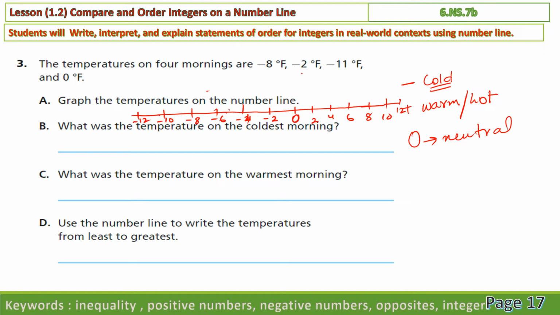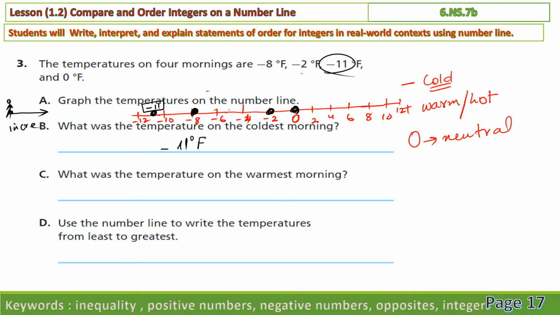Okay, sketch negative 8. Here is negative 2. Now where is negative 11? Between negative 10 and negative 12, this is negative 11. And where is 0? Here is 0. Now what was the temperature on the coldest morning? You know that the temperature from left to right increases. If you are standing on the left and moving to the right, it means they are increasing. So what is the coldest number? The coldest temperature is negative 11.